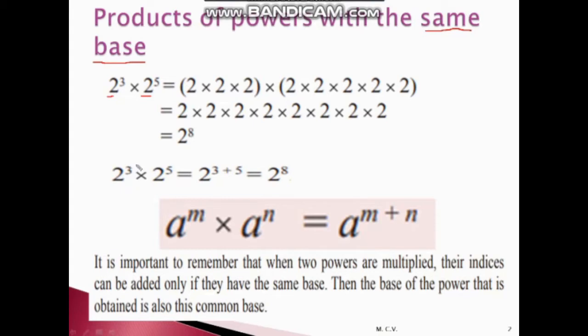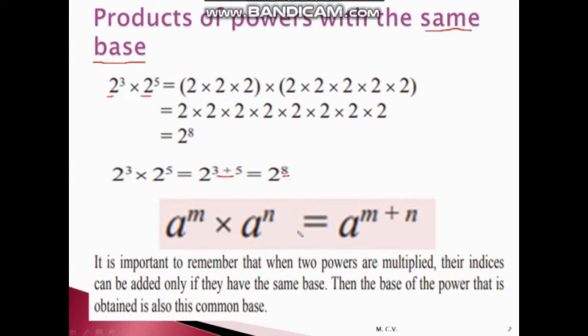Then briefly we can write that as there are 2 8 times, 2 to the power 8. In another way, when we write 2 to the power 3 into 2 to the power 5, we can add the indices. Indices are 3 and 5, so 3 plus 5. 2 to the power 3 plus 5 is 2 to the power 8.